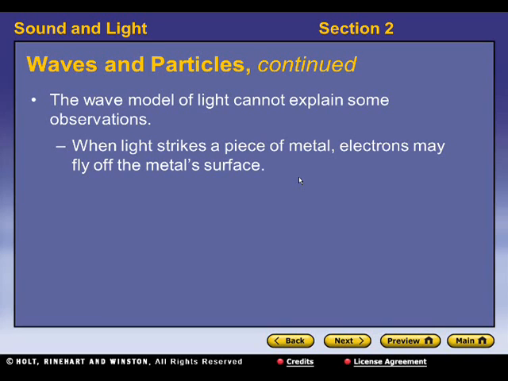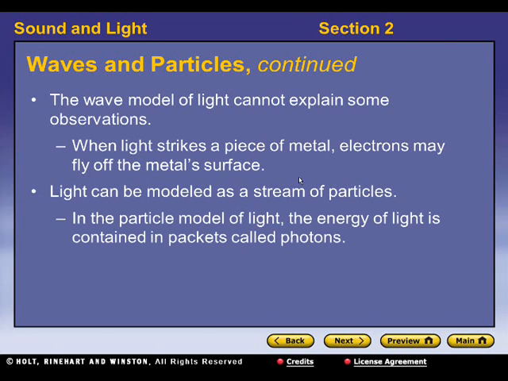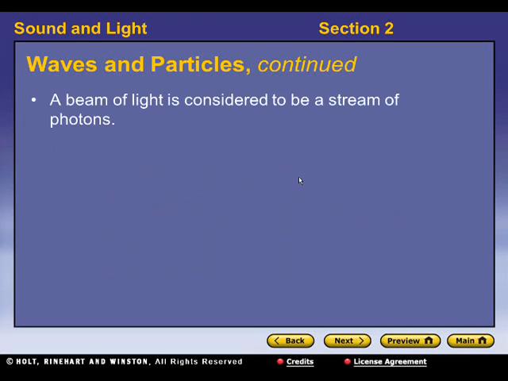When light strikes a piece of metal, electrons fly off the metal surface. This is something called the photoelectric effect. Light can be modeled as streams of particles, so like energy packets. So in the particle model of light, the energy of light is contained in packets called photons. A photon is basically a unit or a quantum of light. It's basically like a big ball of energy of light.